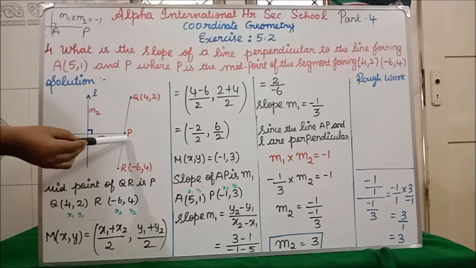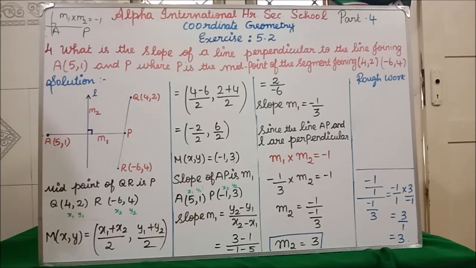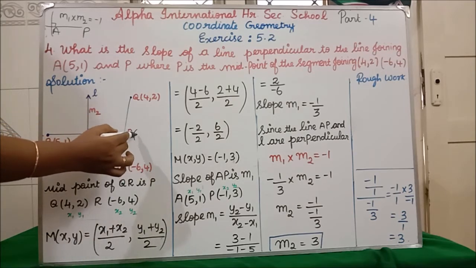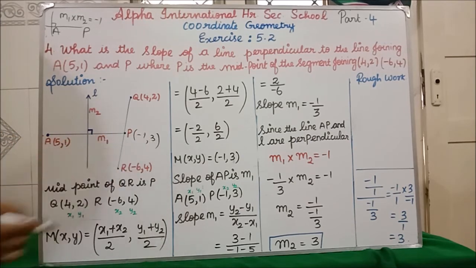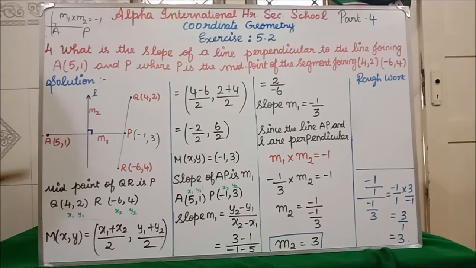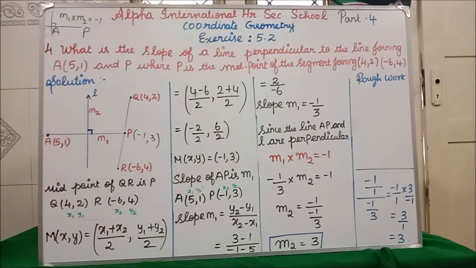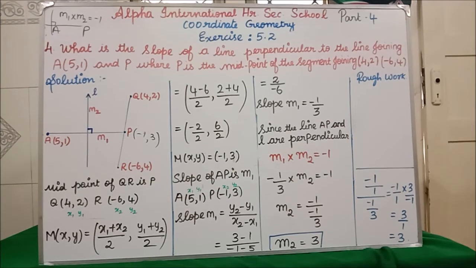Here P is our midpoint, and the P value we have found is (-1, 3). Now first we have to find the slope m1. Since it is perpendicular we will have two slopes, so this is slope 1 and this is slope 2. Slopes m1 and m2 are perpendicular.